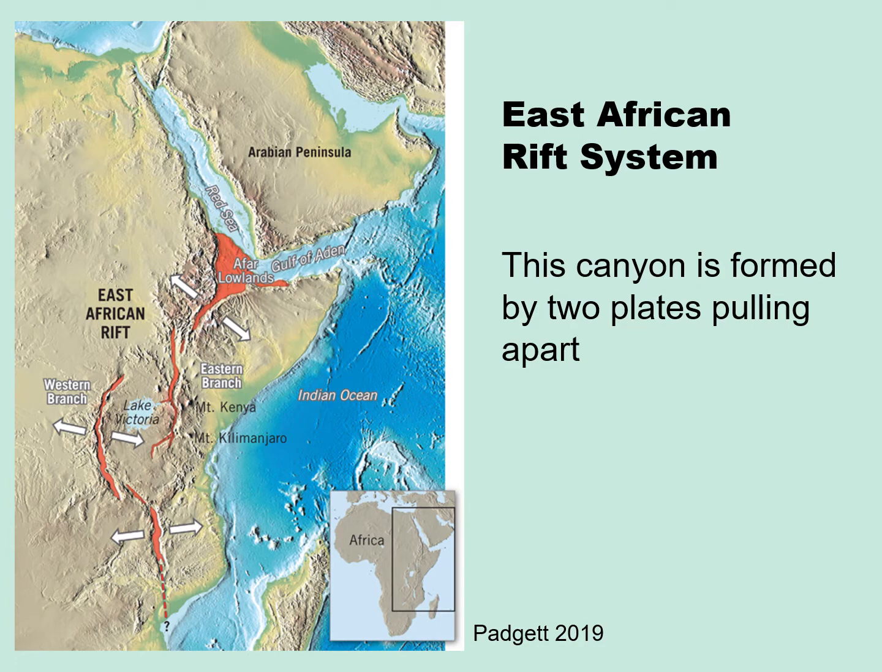Turning now to the East African rift system, what you see is a canyon that is forming as two continental plates pull apart. To the north, you see the Red Sea, where the plates have already separated. And then to the south, you see two branches, an eastern branch and a western branch, where that part of Africa to the right or to the east is pulling apart from the rest of Africa.